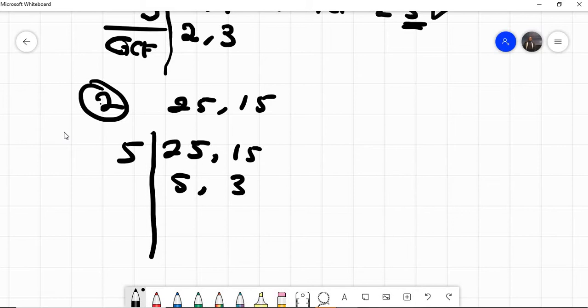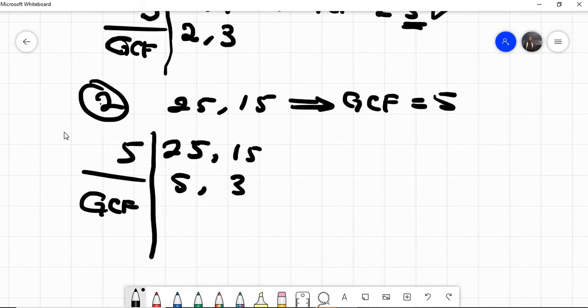When they are different, we stop. So this is our GCF. The GCF equals 5. It's going to be correct.